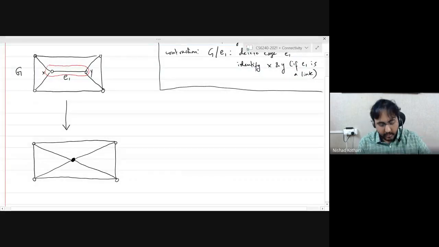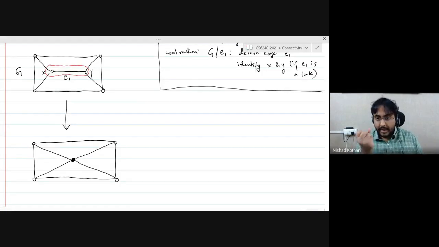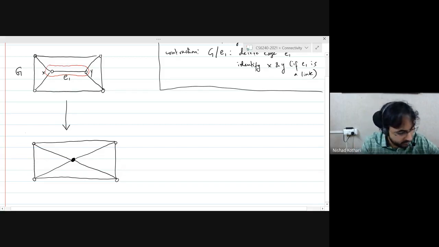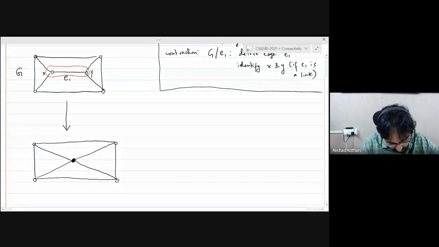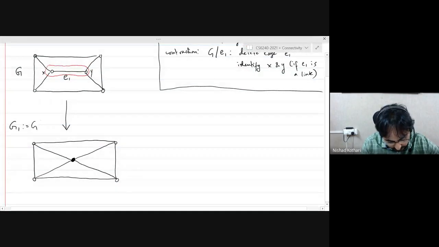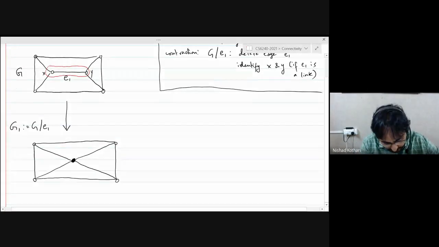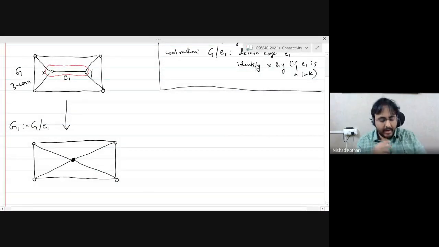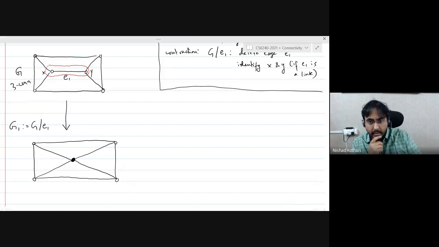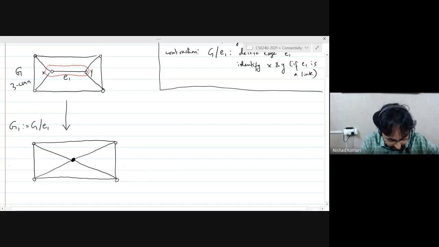And now all edges that were going to X or to Y, they will all go to this contraction vertex. Okay. So this is the graph G1, which is G obtained by contracting the edge E1. Okay. Now G is a three connected graph. And it turns out in this particular case, G1 is also three connected. You can check that easily. So this is also three connected.